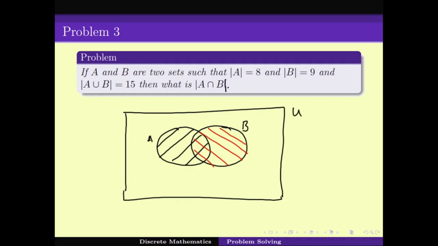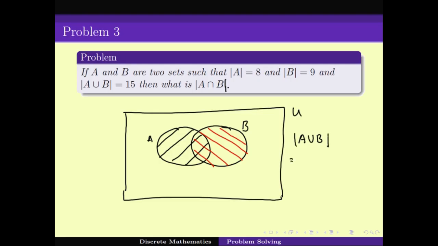Now what is A? Size of A is 8, right? So that means the black area is 8. Size of B is 9, so the red area is 9. And the union is 15, so the area of the whole shaded area is 15. Even just by looking at this, you can see what A union B is.